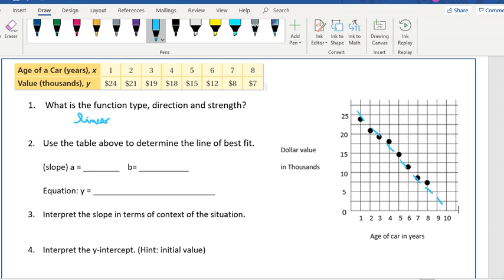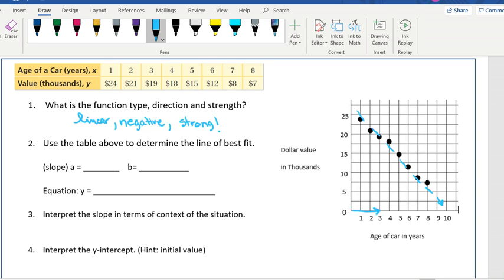Now we have done several of these in the calculator. Oh, it's negative direction, negative. Why is it negative? It is negative because as time goes by, this graph is dropping, going down. Okay, this is going down over time. Strength, I would say it's very strong because you can see how close all of these points are to touching that line. So it's very strong.